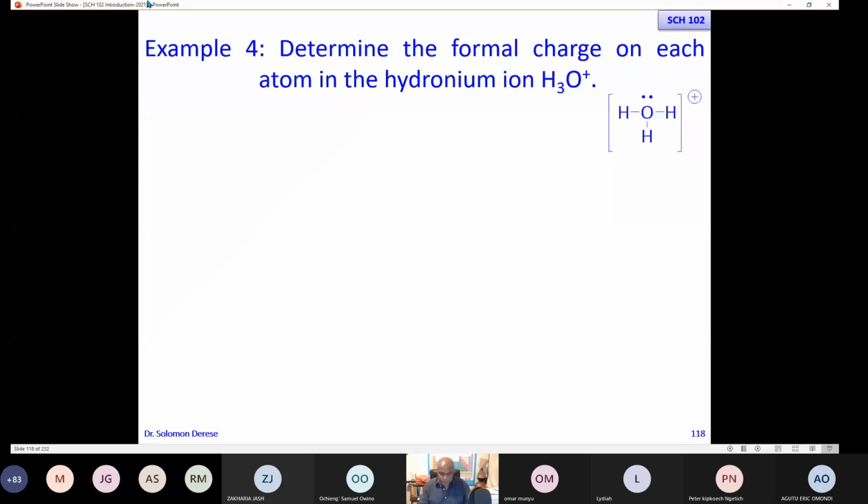Okay, so now let's look at this example of H3O plus. This is the hydronium ion.